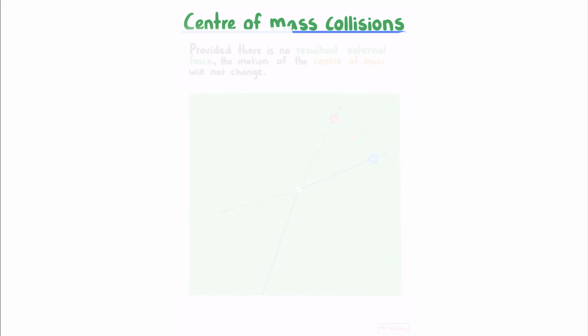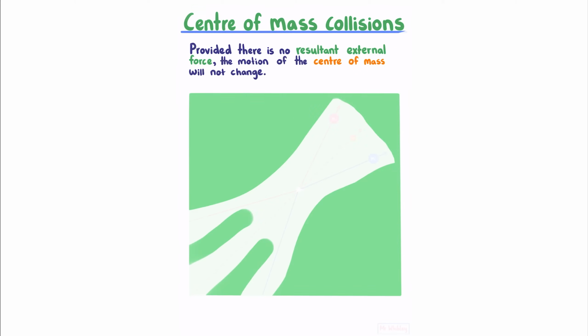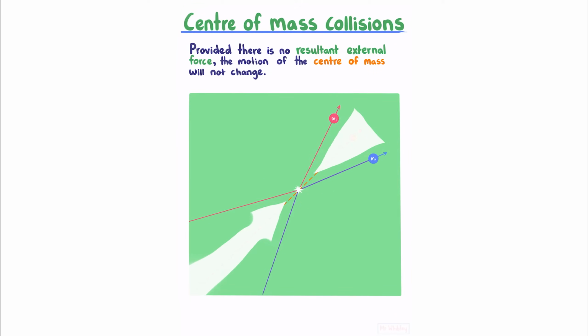Center of mass collisions. Provided there is no resultant external force, the motion of the center of mass will not change. And so if we have balls M1 and M2 colliding, provided there are no external forces, the motion of the center of mass throughout is not going to change. As the mention of external forces might suggest, this is really just a rewording of conservation of momentum.